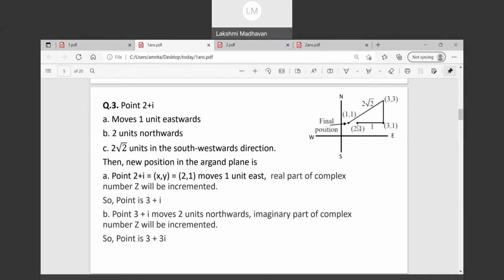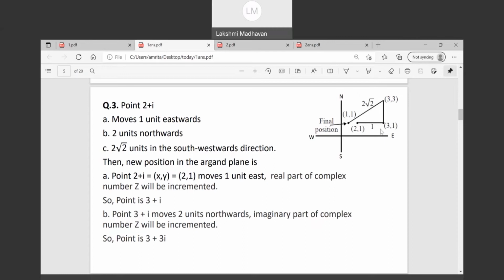So if it's 2, 1 and it's moving 1 unit eastwards, so it's moving in the x direction and the unit here is 1. So what will happen? The real part gets incremented by 1. So it becomes 3, 1. This is a very simple question. So the real part gets incremented by 1, that is 3, 1.